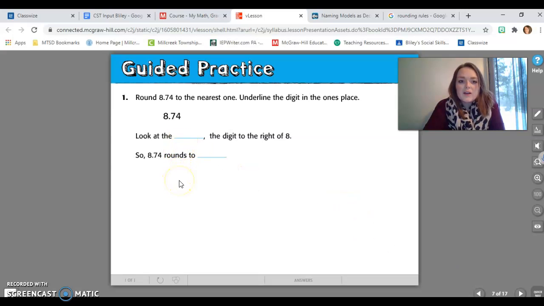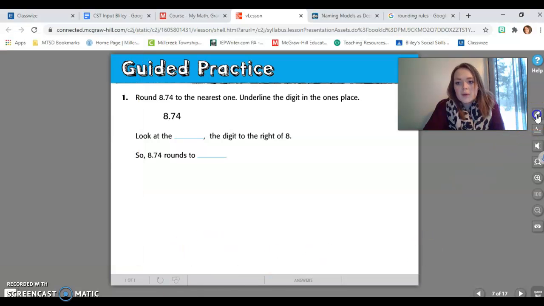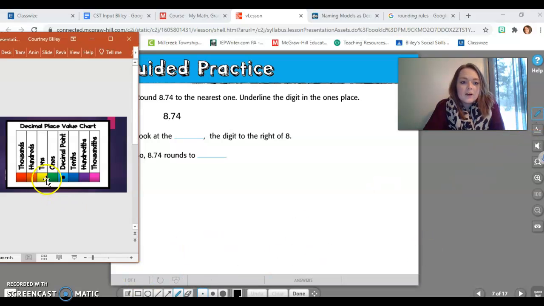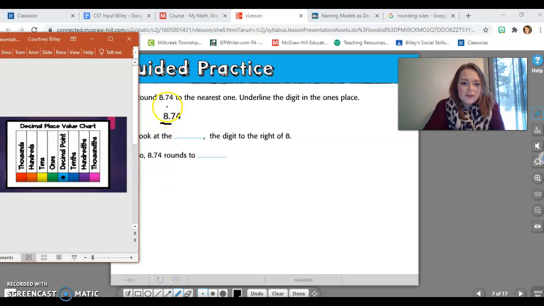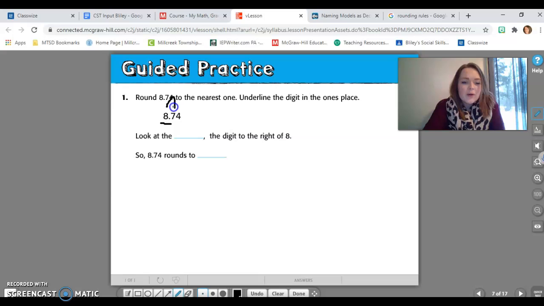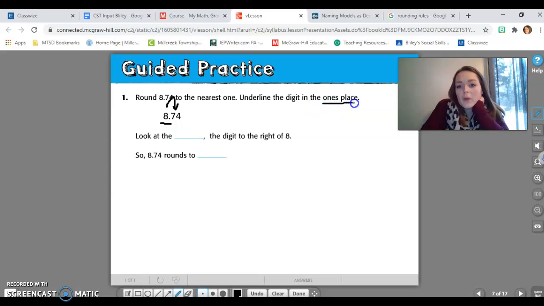Number 1 for guided practice: 8 decimal 74 hundredths to the nearest 1. Underline the digit in the ones place. I'm going to pull out my chart again just in case I need it. Ones is the first number to the left of my decimal, so I'm going to underline my 8. I'm going to be looking at my number in the tenths column, my 7. Five or up, we bump it up. We are rounding to the nearest whole number, or the ones place.